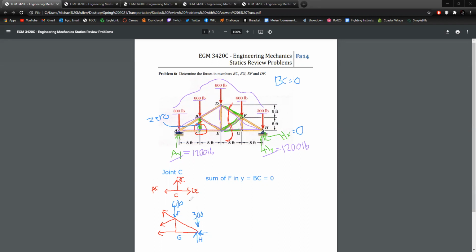at E and get rid of these two unknowns, because EF and EG will pass through E, while EF and DF will pass through F. So it's totally up to you whether you take the moment at F or E. Both are going to get rid of two of these unknowns. I'm going to go ahead and take the moment at F.